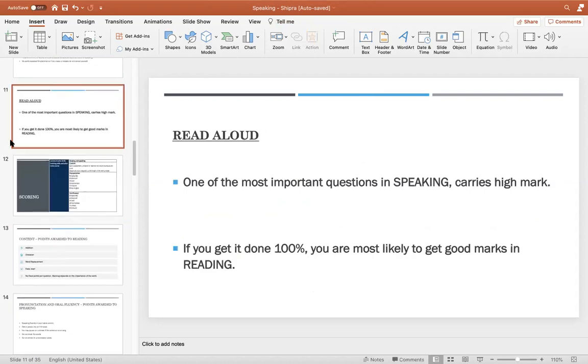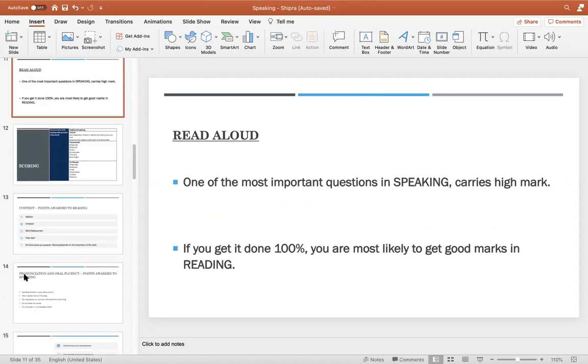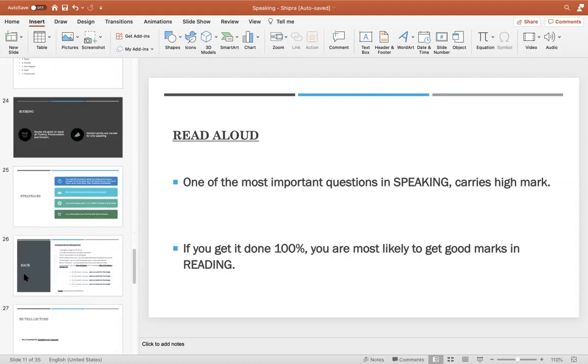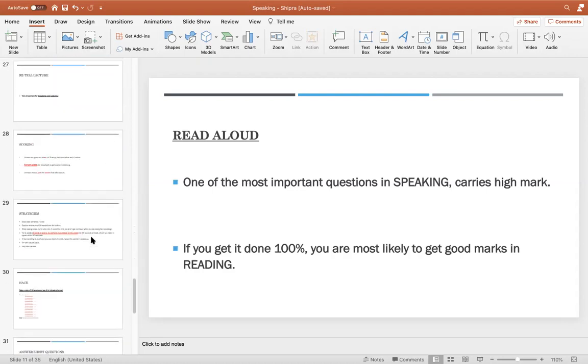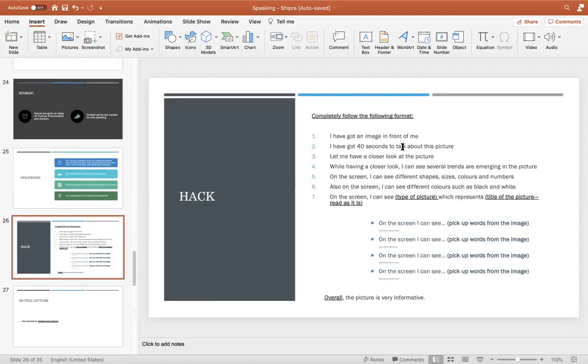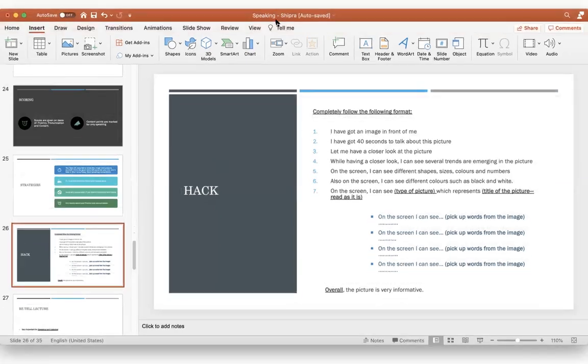All right, we did read aloud yesterday, so let's move on to the questions. Today we'll be doing describe image, and I believe, Kimberly, you have the template as well, right? Yes, the template. Okay. So we did graph yesterday. Rahul was with us.